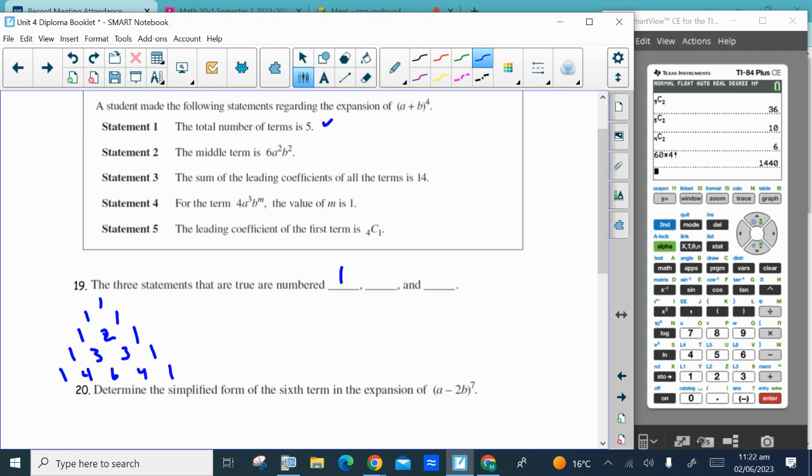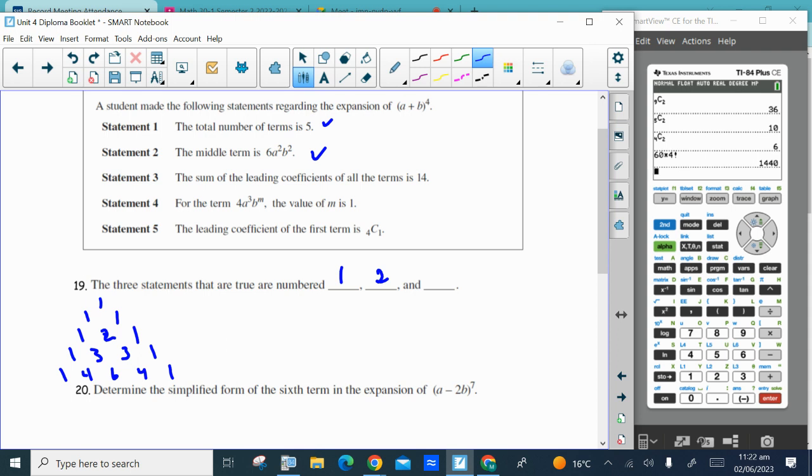Also remember that the first term would be a to the 4th, then a cubed, then a squared. That's correct. The second variable will be b to the 0, b to the 1, and b squared. That's correct as well. So the second statement is true.